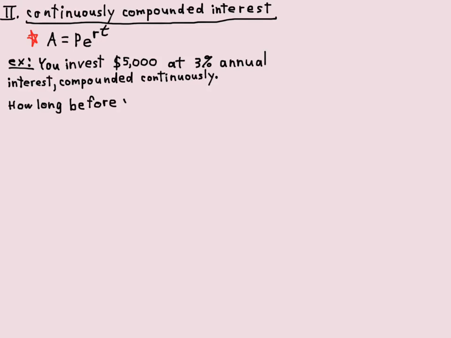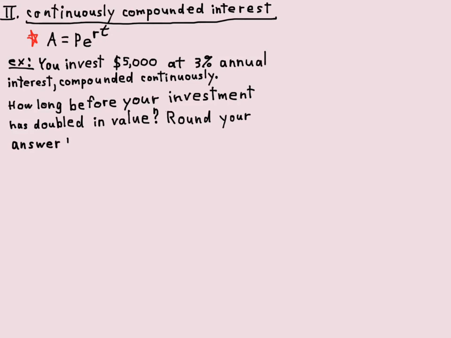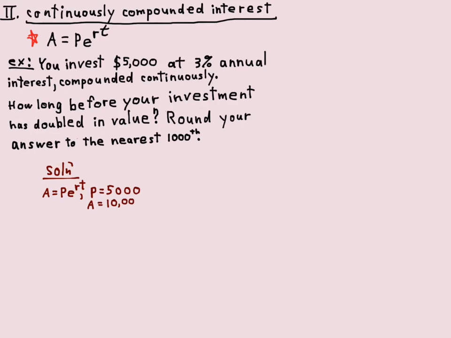Okay, so you invest $5,000 at 3% annual interest compounded continuously. How long before your investment has doubled in value? Round your answer to the nearest 1,000th. So first, write out the equation without any numbers plugged in. Then write out all the values that they gave you.